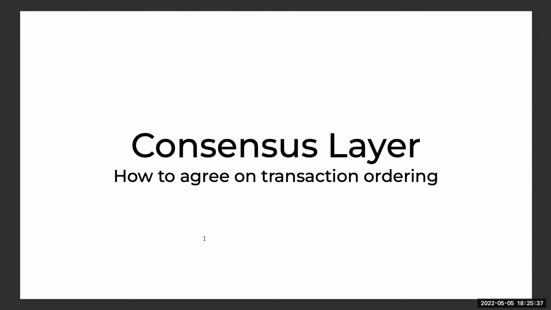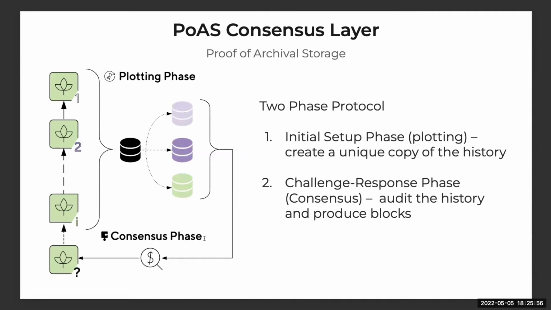Okay, moving on. All right, so now we're going to talk about the consensus layer, proof of archival storage. Specifically, the problem this is solving is how do we agree on the ordering of transactions? Going back to the original idea for Bitcoin, it was basically a timestamp server. That's what we're trying to achieve here, just an ordering over transactions. The solution is something we call proof of archival storage: proof that you are storing the history, or being an archival node of the network.